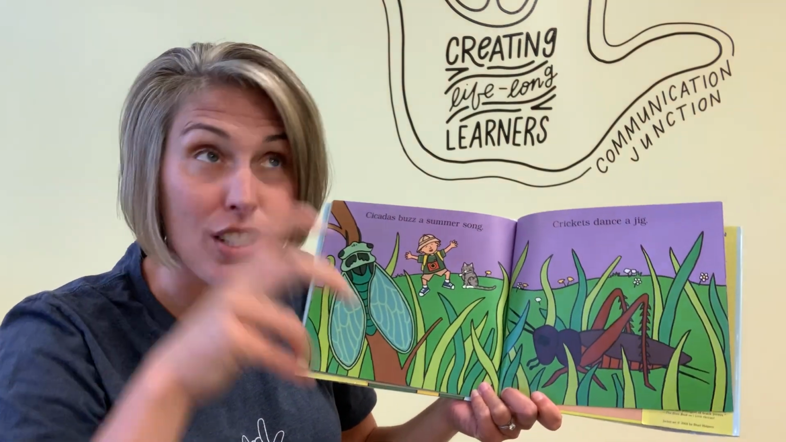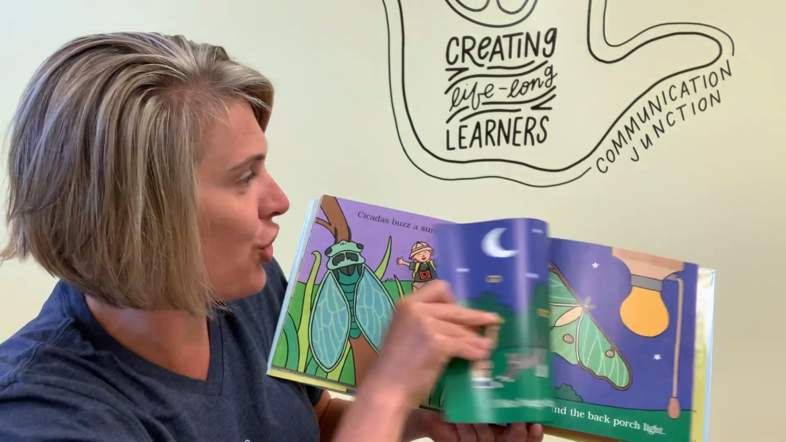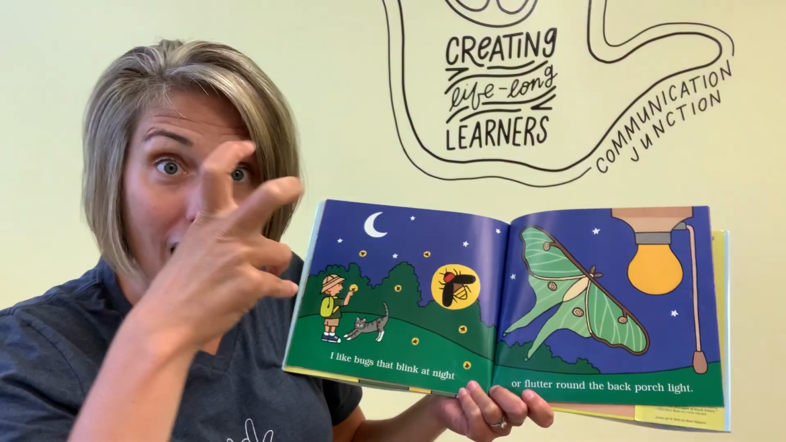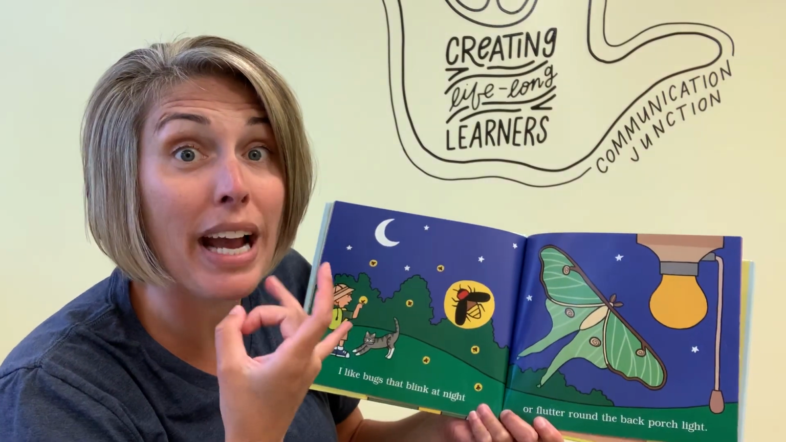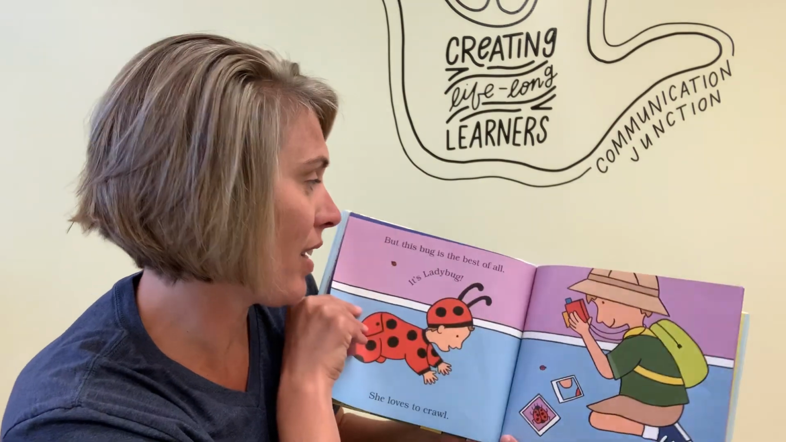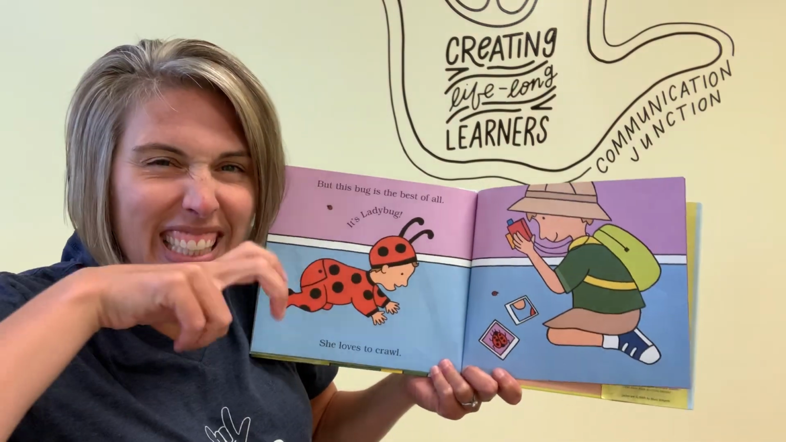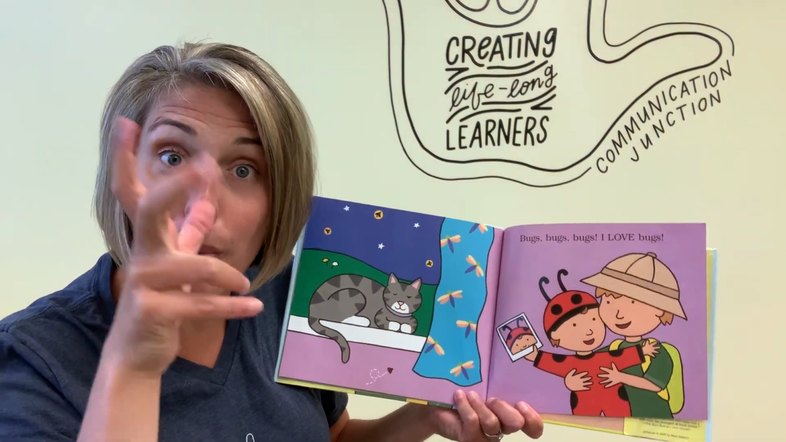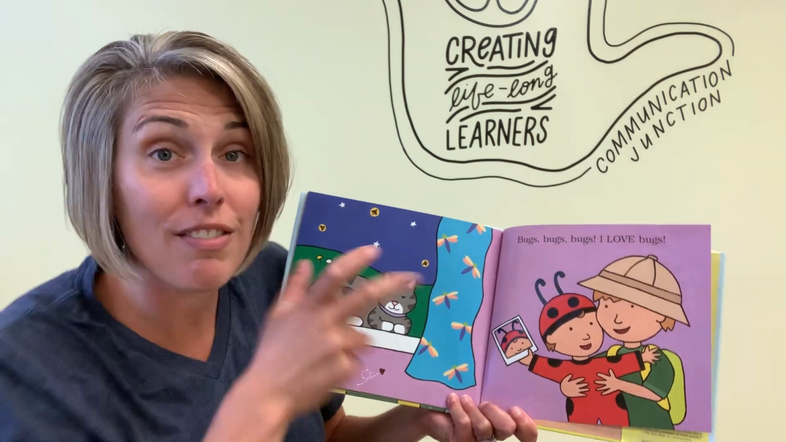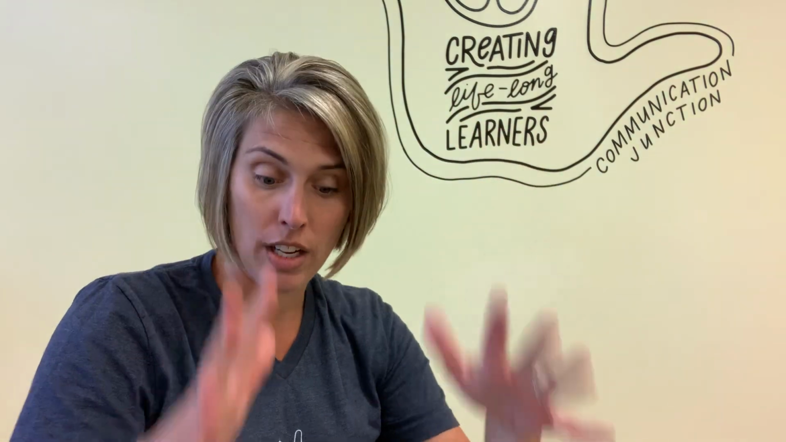Oh, cicadas buzz all summer long. And crickets, they dance a jig. I like bugs that blink at night, like the fireflies, or flutter around the backyard light. But this bug, she's the best of all. It's a ladybug. She loves to crawl. Bugs, bugs, bugs. I love bugs. The end. So this is our sign for all done. So anytime something stops, we use that sign to help us transition.